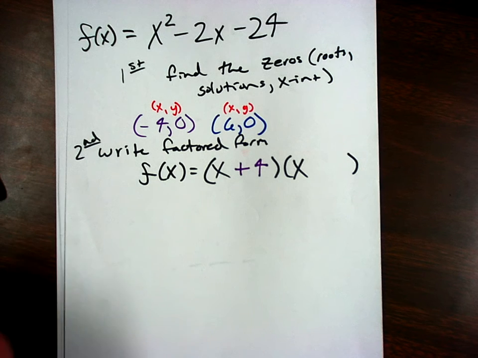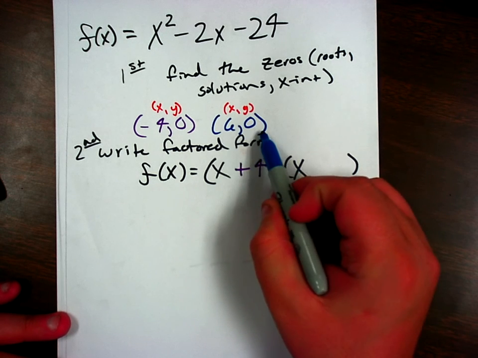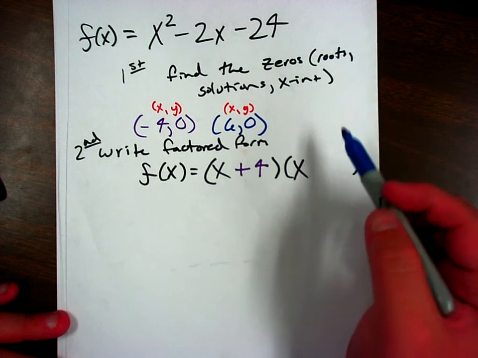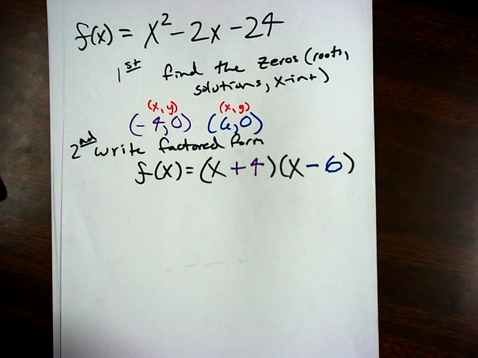And because this 0, this root, this solution for this quadratic equation is positive 6 comma 0, down here I'm going to put negative 6. I'm going to change the sign. Okay, negative 6.